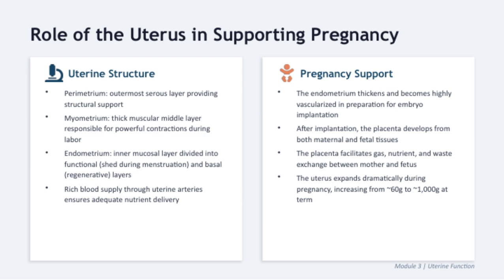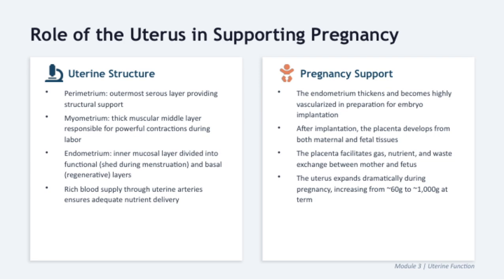Once implantation occurs, the placenta begins to develop from both maternal and fetal tissues, acting as the vital interface for gas exchange, nutrient delivery, and waste removal between mother and fetus. As pregnancy progresses, the uterus undergoes dramatic expansion, increasing from about 60 grams to roughly 1,000 grams at term to accommodate the growing baby. Supporting this process are the three main layers of the uterine wall.